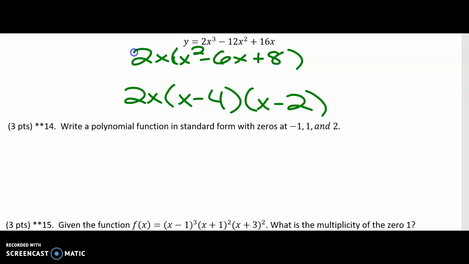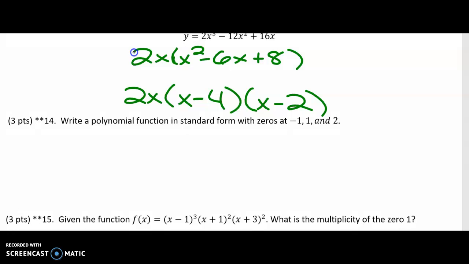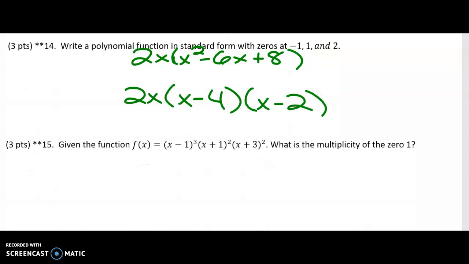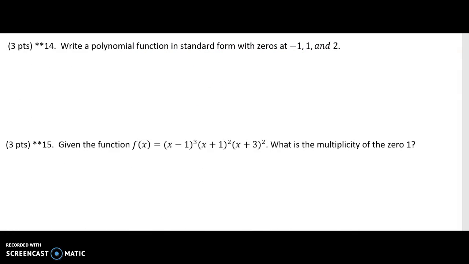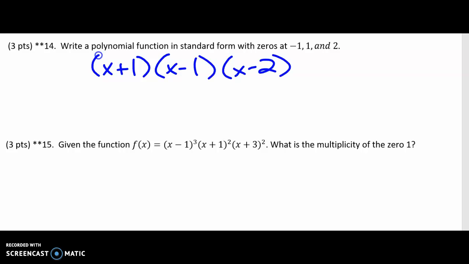All right, number 14 asks me to write in standard form. Okay, so they give me the zeros and then I got to go to standard form. All right, so first step is I always think opposites when I look at my zeros. So I see a minus 1, so when I go to my parentheses, it better be x plus 1. Okay, when I see a positive 1, I'm going to say x minus 1, and then finally x minus 2. Okay, that's factored form. That is not standard form.